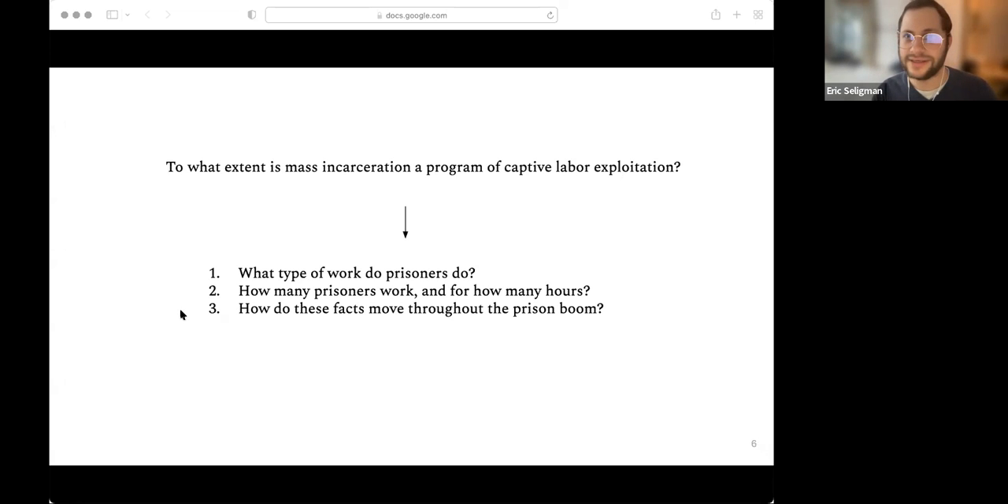And in addressing the question of captive labor exploitation, we also hope to advance our broader inquiry, which is into the general economic functions that mass incarceration might serve within neoliberal capitalism, which we'll reflect on a little bit at the end.